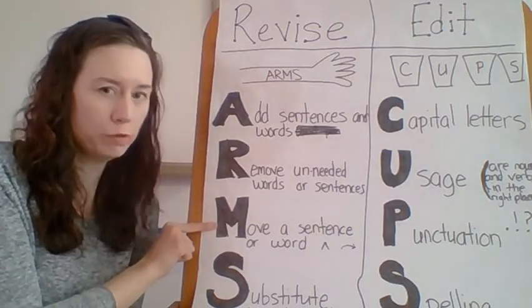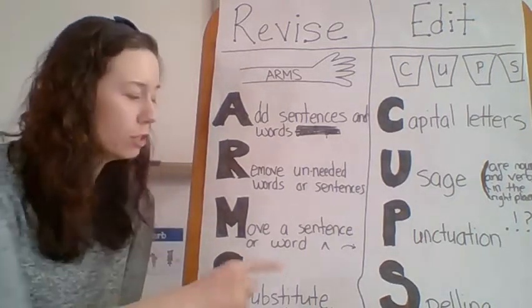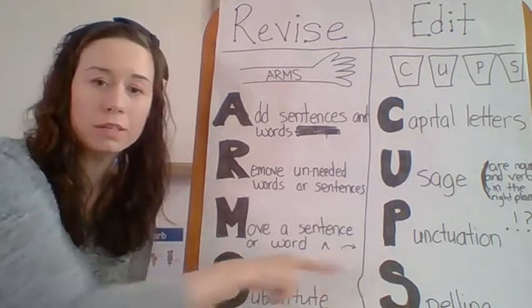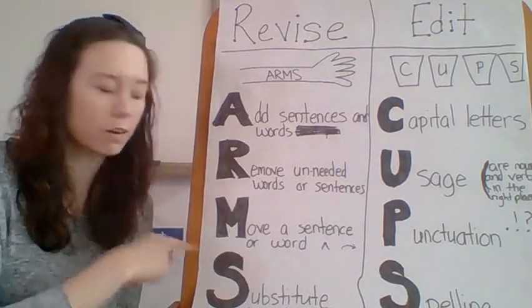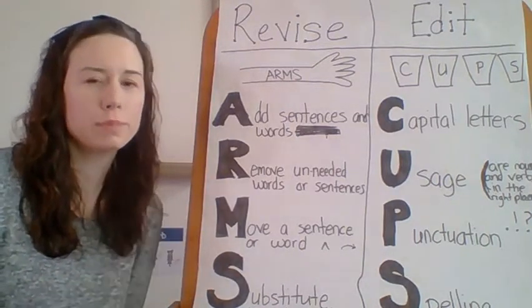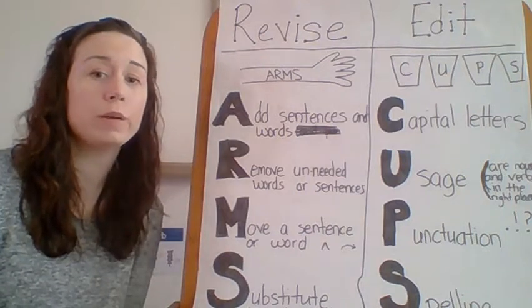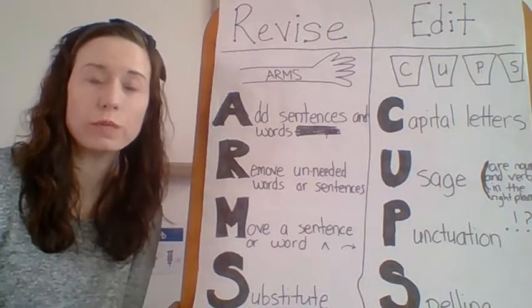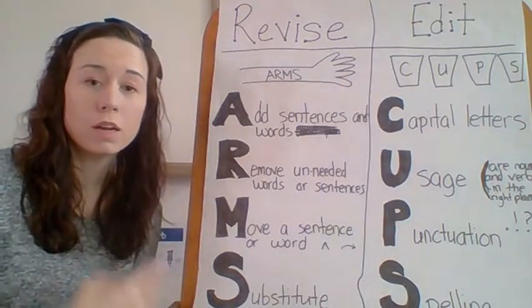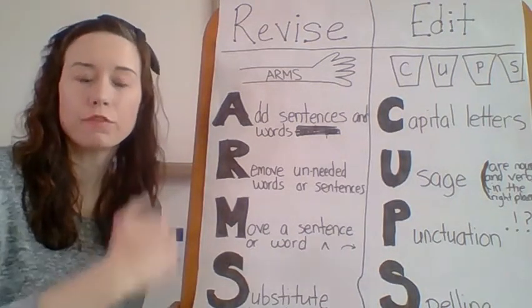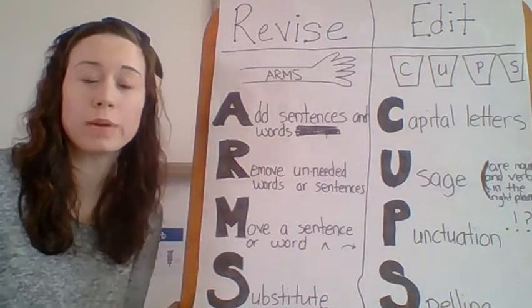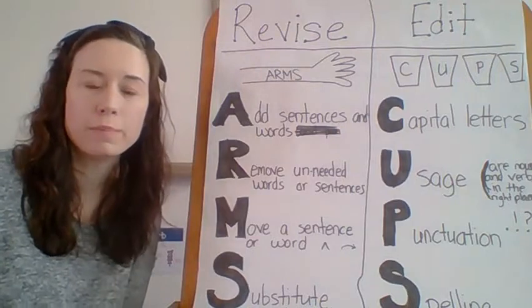M, moving them. Now you don't have to erase. You can do a little caret and an arrow, or a mountain and an arrow. And then S would be to substitute. Now, when we used a thesaurus, we substituted fancier words or synonyms for other words. If you choose to do that, that would be a good thing to help make your story the best it can be.